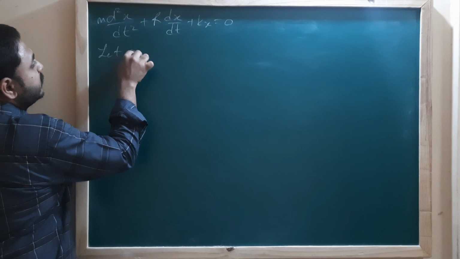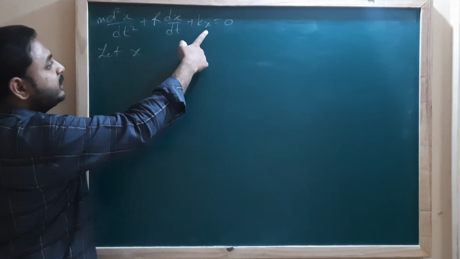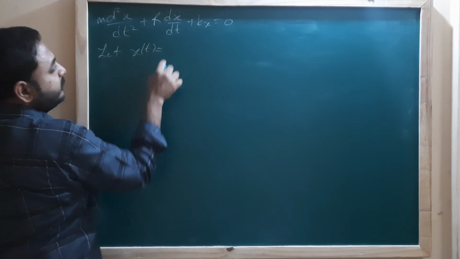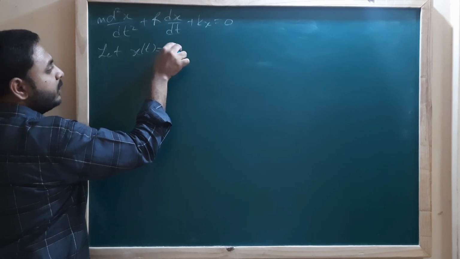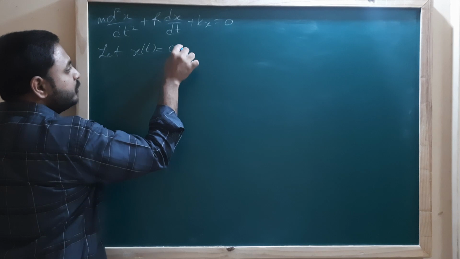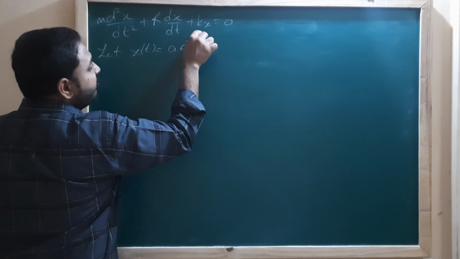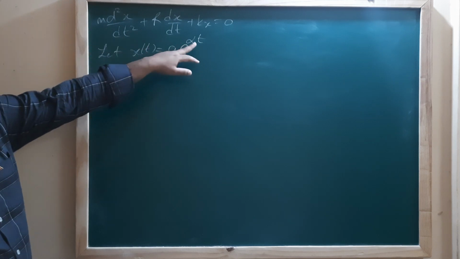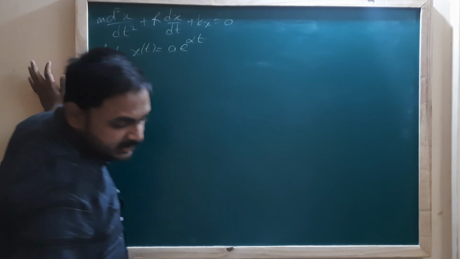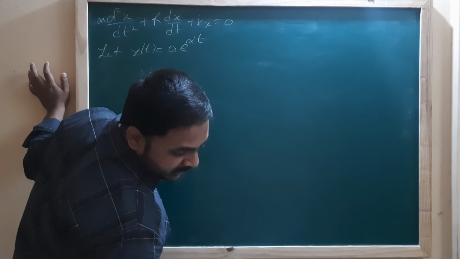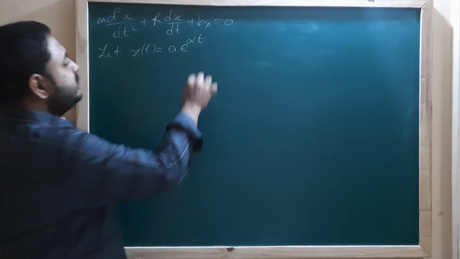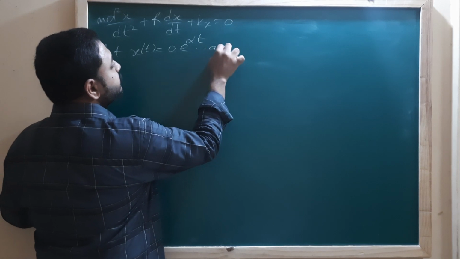Let the solution, see, we are solving for x, and x is a function of time. So this x, which is a function of time, we are assuming it to be some constant a into e raised to alpha t. Again, alpha is another constant, a is another constant, and t is of course time. That is what we are assuming. This is an assumption.